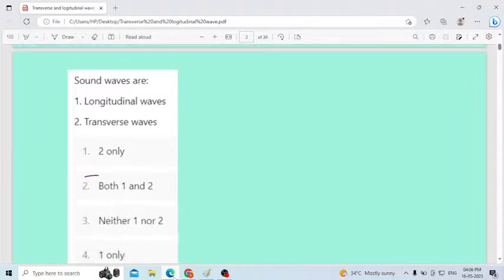Let us discuss the first question. Sound waves are: first, longitudinal waves; second, transverse waves. First option, 2 only; second option, both 1 and 2; third option, neither 1 nor 2; fourth option, only 1. Those who are in live, you can answer the question. I already explained yesterday which type of wave sound is, whether it is a longitudinal wave or a transverse wave.